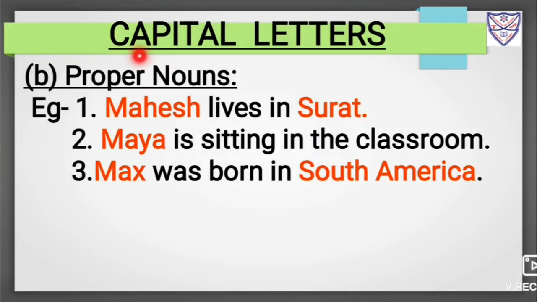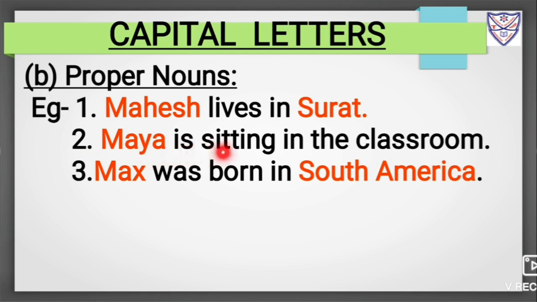Now capital letters are also used with proper nouns. For example, first one, Mahesh lives in Surat. Over here, Mahesh stands for the proper noun, as well as it is also a particular name given to a person. Therefore, M of Mahesh will be capital. Surat is also a proper noun, as well as it is a name of a place, or we can say a particular name of a place. Therefore, S will be capital of Surat.